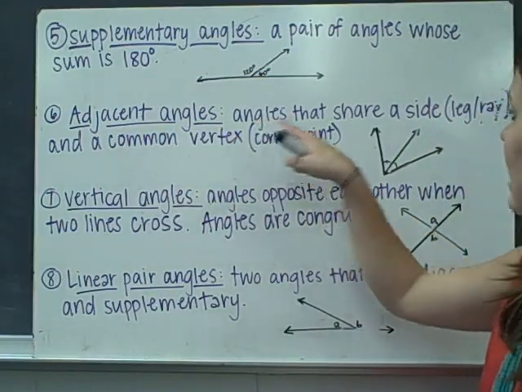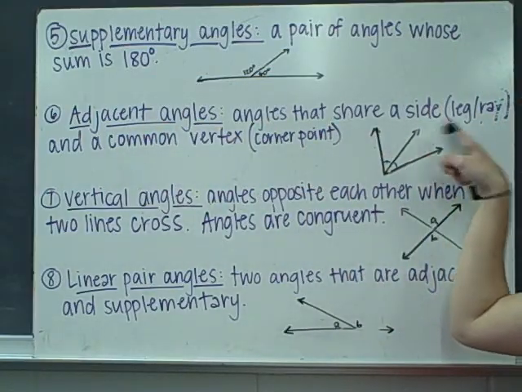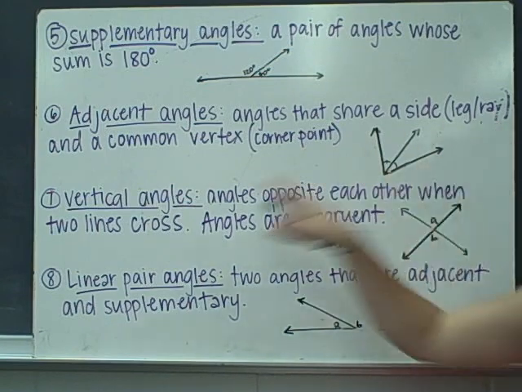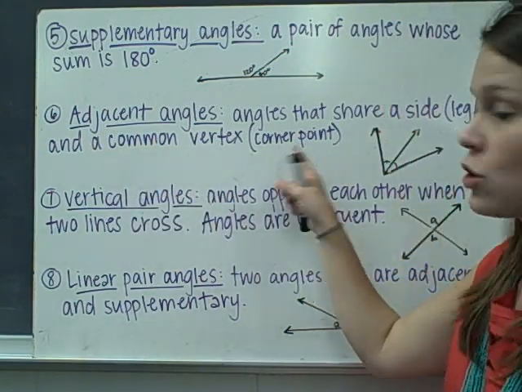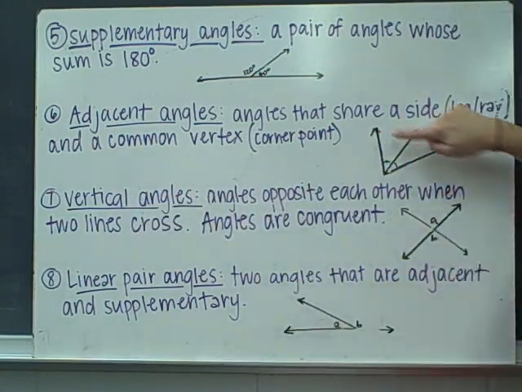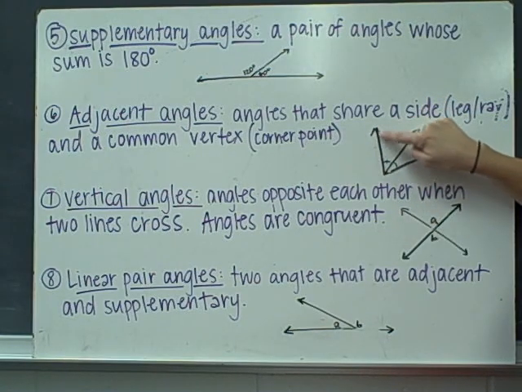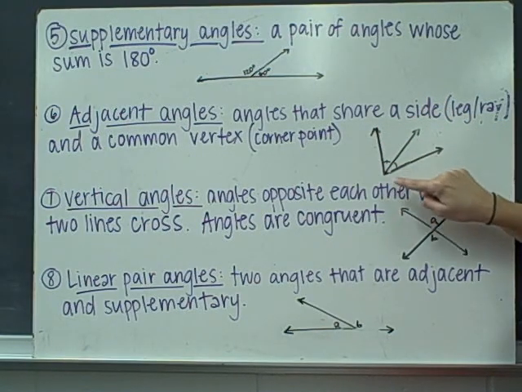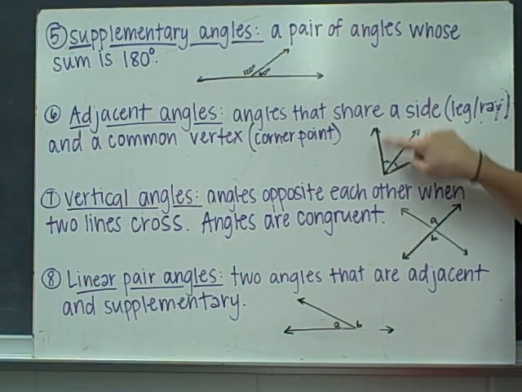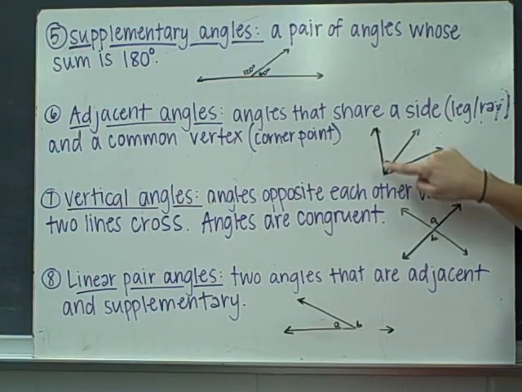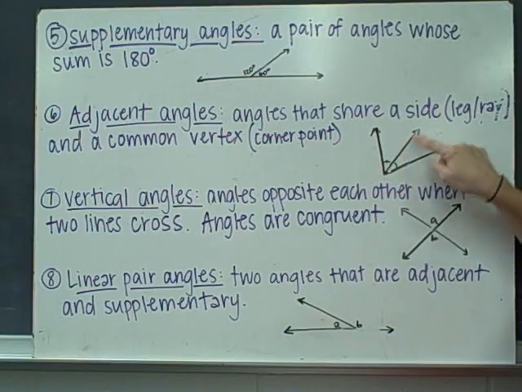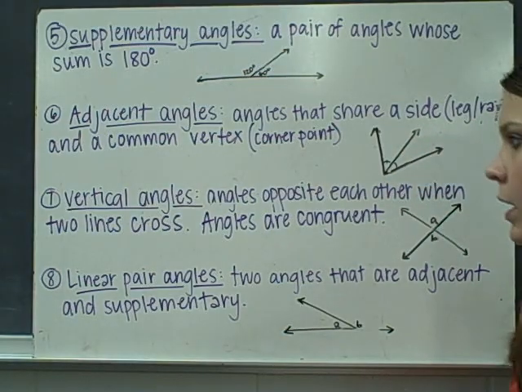Adjacent angles are angles that share a side, whether it's a leg or a ray, and a common vertex, which is a corner point. So if you look at our example here, this angle and this angle share this corner point, this vertex, and they share this ray. So this angle requires this point and this line, and this angle requires that point and that same line.